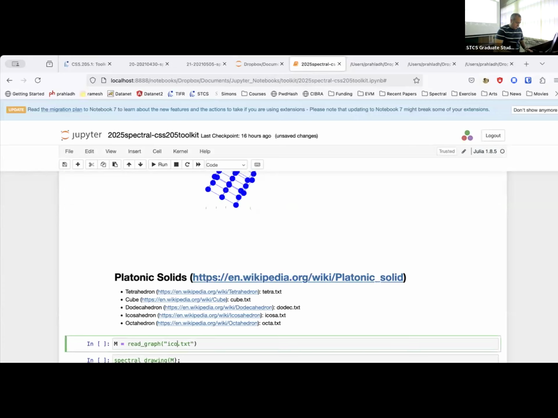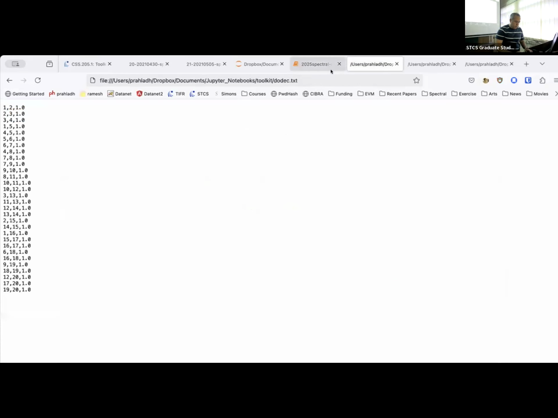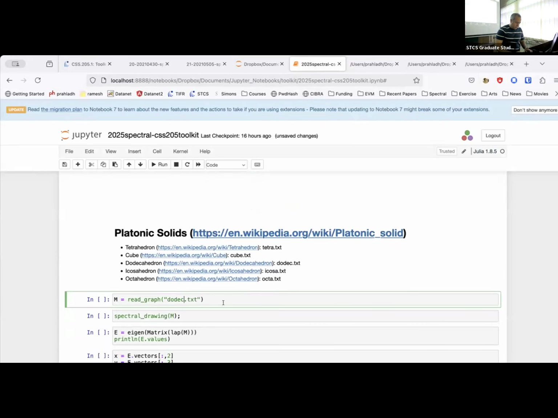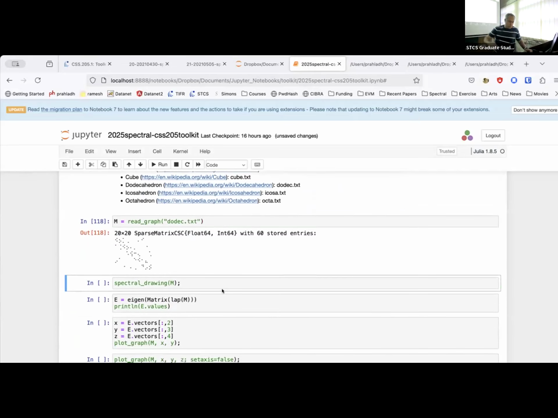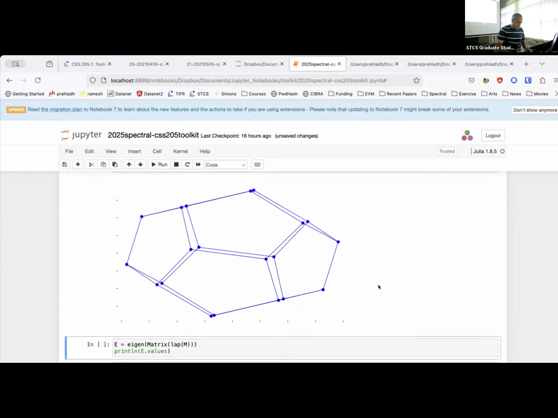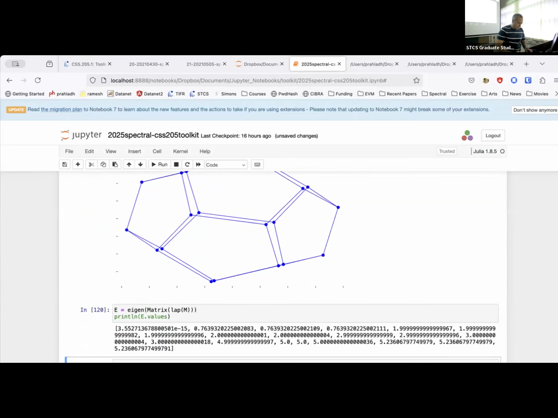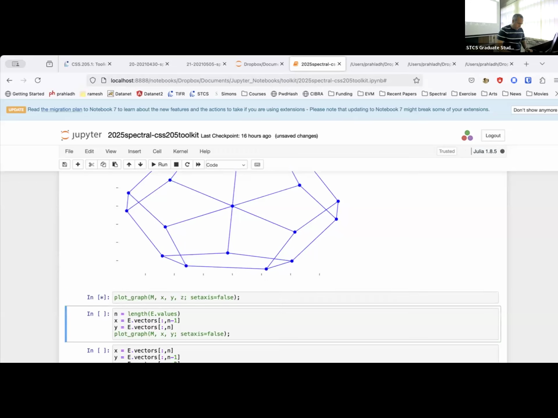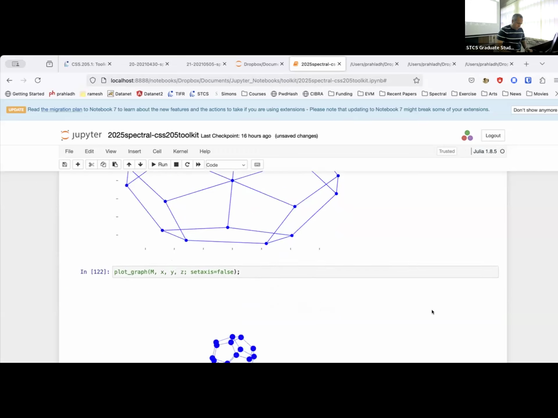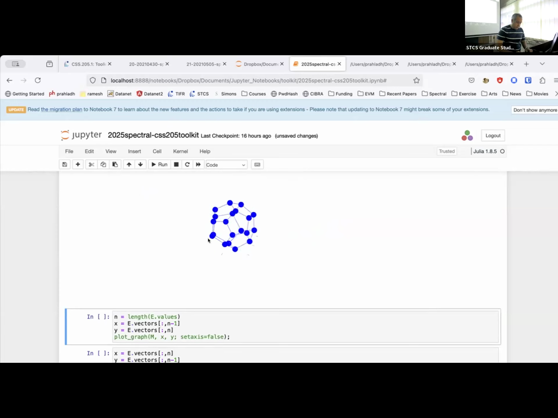That's all I'm giving as input to this. And it's reading that graph. It's come out with a 20, the dodecahedron has 20 vertices. And then let's draw the spectral drawing. This is the 2-dimensional version of it. Let's actually look at the 3-dimensional version. What it does is it just plots the dodecahedron.